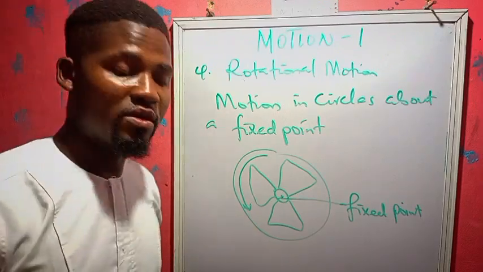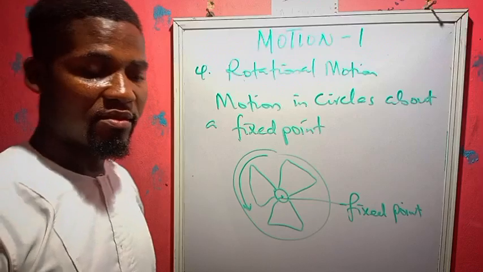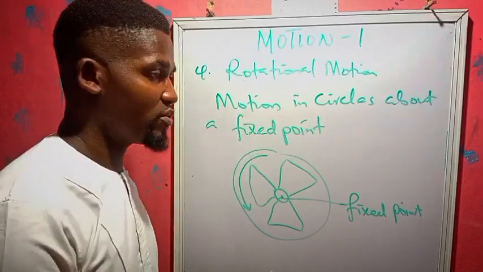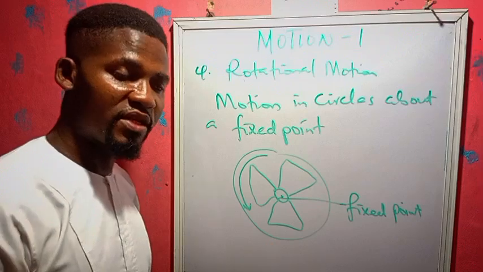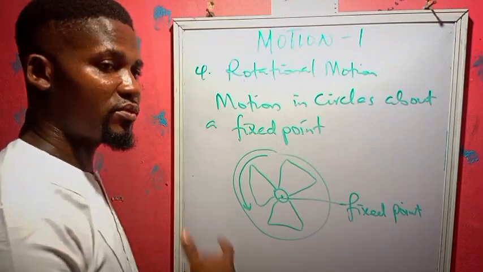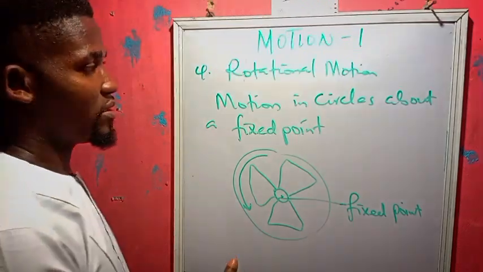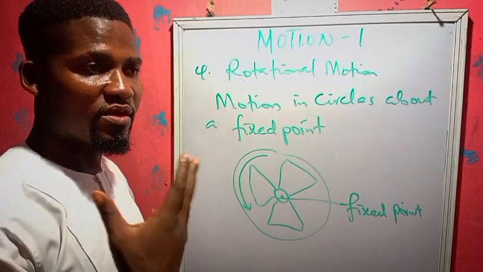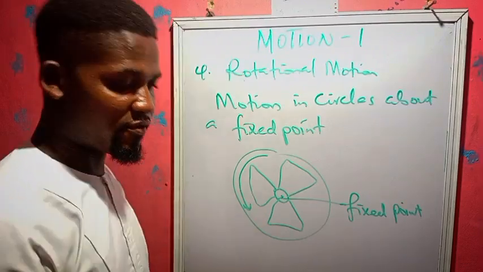Before we go to other terminologies under motion, this is motion part one. We're just going through the types of motion. We'll also look at what causes motion. Now we're going into relative motion, and after that we'll go to speed and velocity.